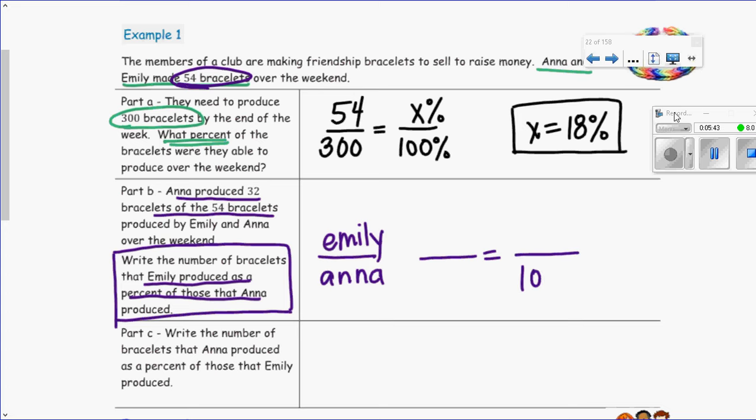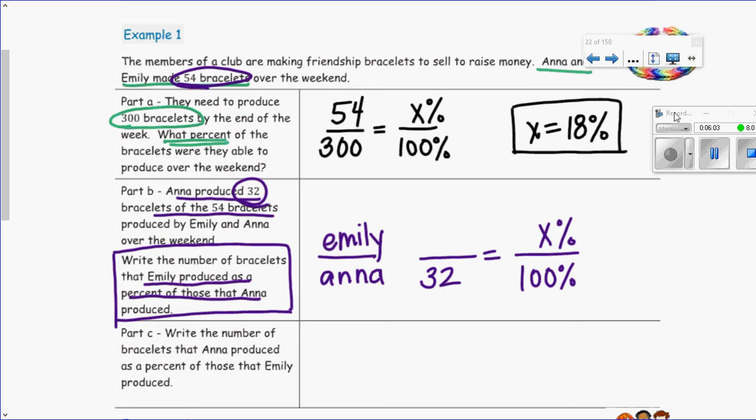All right, so we know that when in doubt, we can put 100% here. Again, it says as a percent, so we don't know what the percent is. We know that Anna produced 32. The problem is we don't know how many Emily produced. So can I have two X's? I really can't do that. I wouldn't be able to solve for anything.